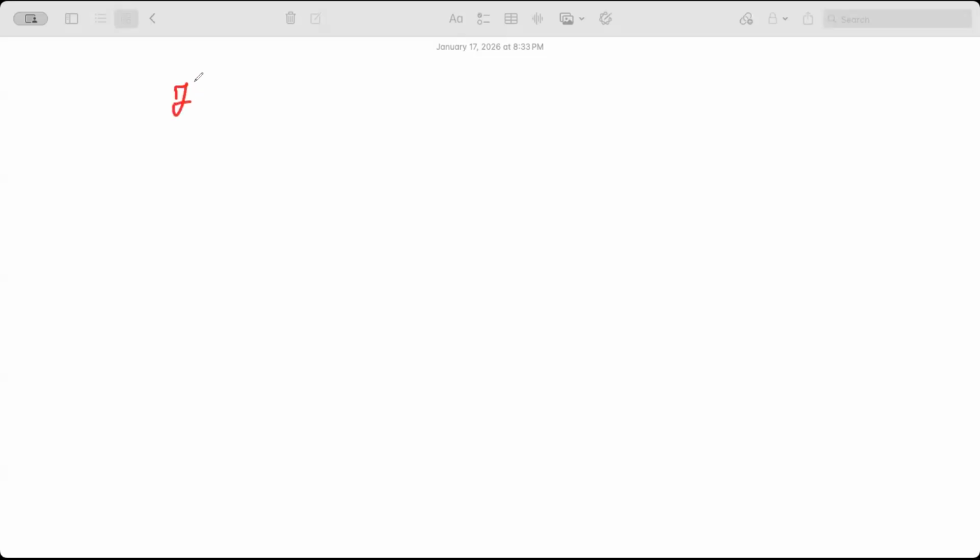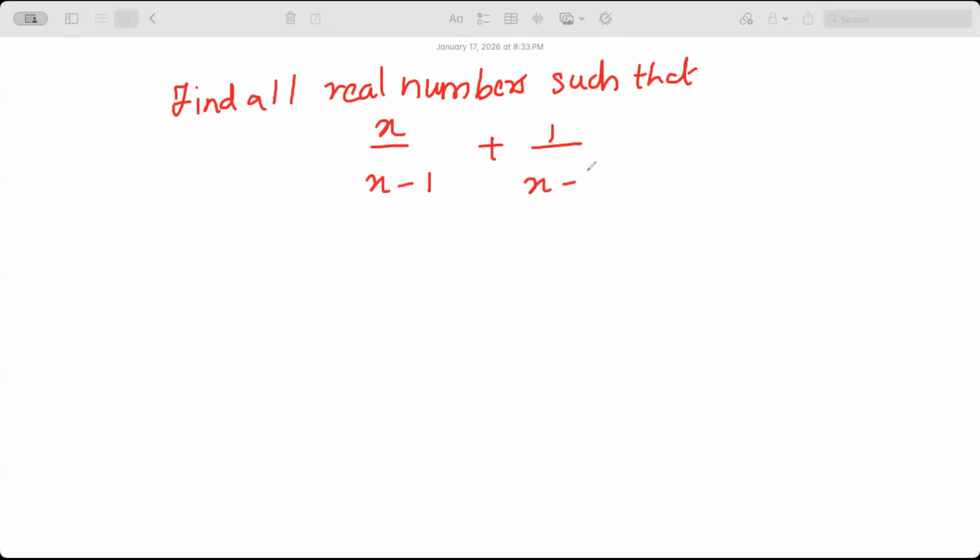Okay, find, did we do this last week? Find all real numbers such that x by x minus 1 plus 1 by x minus 2 will be equal to 3. Do you know how to do this? Guys, I want you to say, do you know how to find the LCM, least common multiple? Okay, so 1 by x plus 1 by x square.